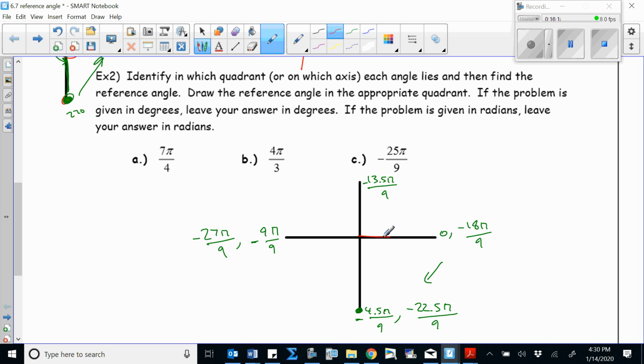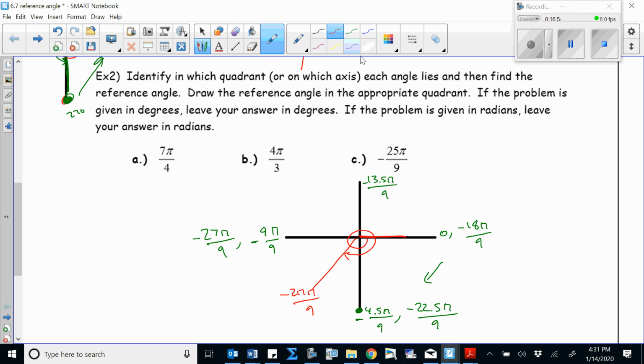Starts from here, and my terminal side is going to be maybe here, somewhere around this. What is my angle? I started from here, made a whole circle, and then stopped at this point. So this is my angle. Make sure if your angle is bigger than 360 or 2 pi, you draw enough circles or enough curves here. Anyway, so this is negative 25 pi over 9.